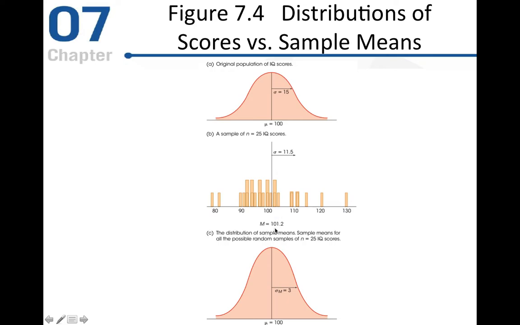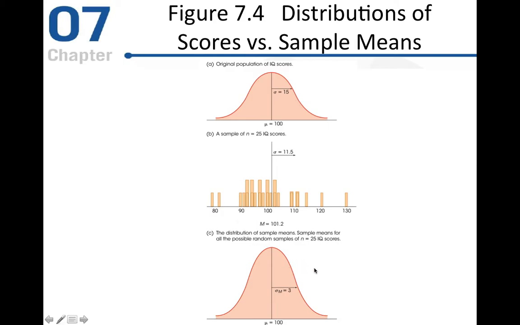In fact, it's 101.5, or 0.2, excuse me. The standard deviation is no longer 15. It's going to be 11.5. And so that's just one sample, though. And so this gives us some information about what we've been doing thus far. So if we take one sample in and of itself, it's not going to be too far off from the original population, but it's not going to match it perfectly.